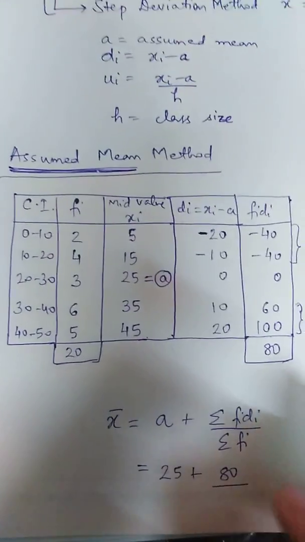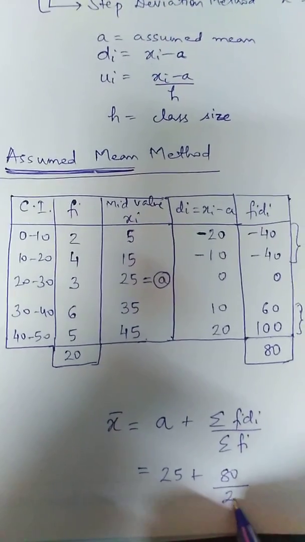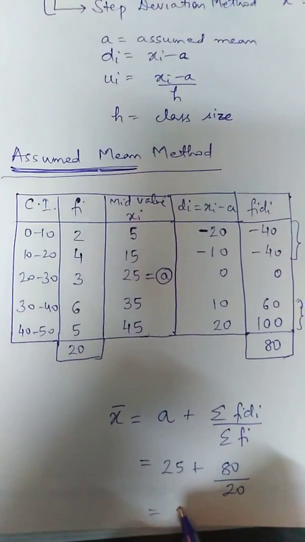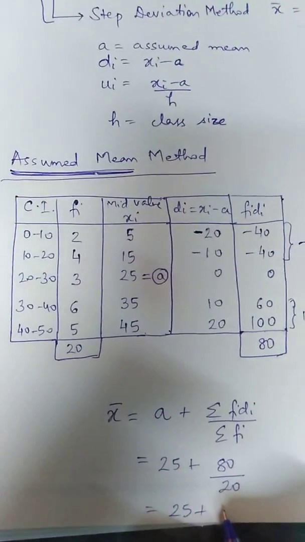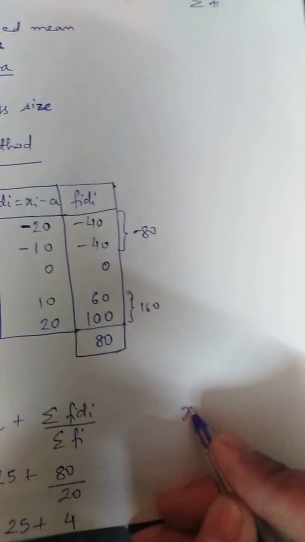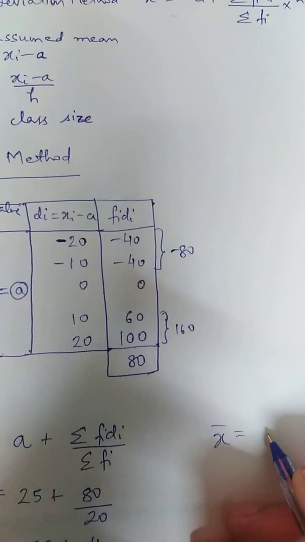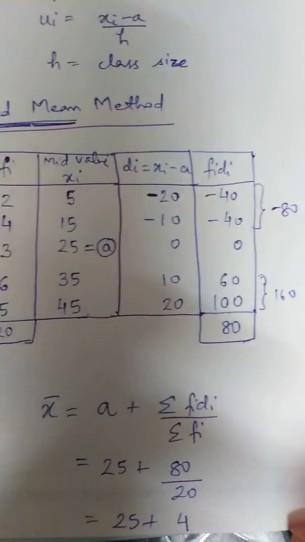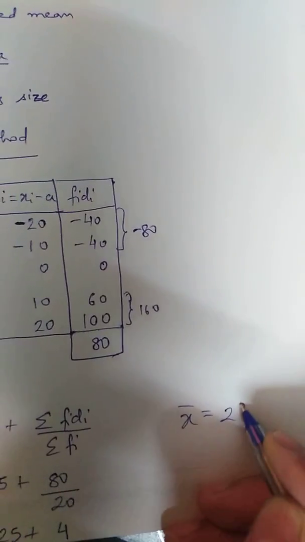So the calculation becomes very easy. 80 upon 20, which is 25 plus 4. 80 upon 20 is 4. Hence our mean becomes 25 plus 4, that is 29.